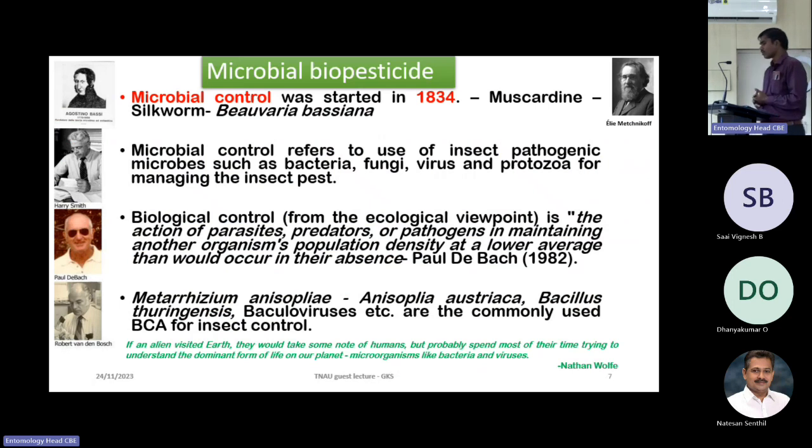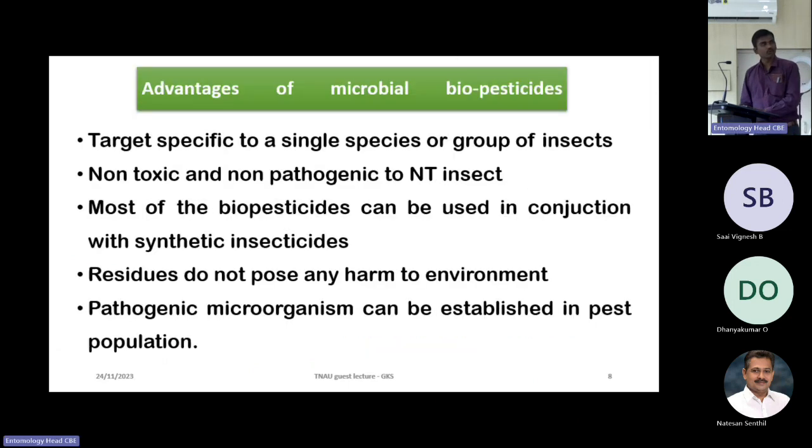Then, as I had told, a little introduction about the genesis of microbial biopesticides. Talking about today's biological control, it was started way back in 1834 by Agostino Bassi, who discovered the white muscardine disease that is caused by Beauveria, which you might have read in your UG course. So that is the starting point for microbial biopesticides. Then, just for academic purposes, I have given the definition of biological control here.